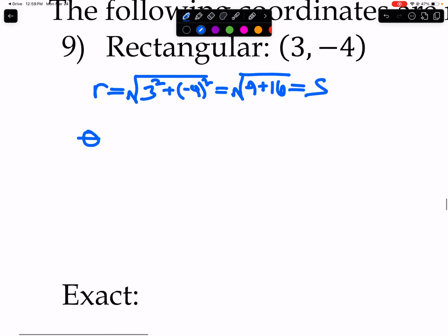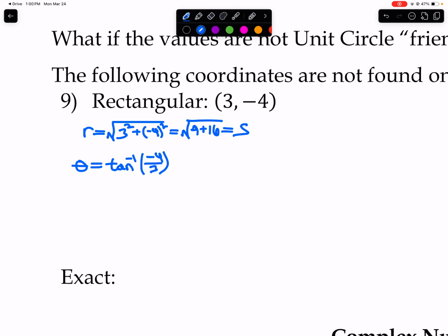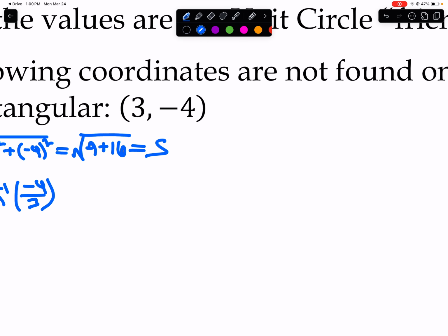And then I need to find my angle. So I'm going to do inverse tangent of negative 4 over 3. And if you ask yourself, I can't do anything with that. That's not in the unit circle. I can't evaluate it, so there's nothing I can really do. But if you look at your original coordinate, 3, negative 4 is going to be in quadrant 4. So I don't have to add anything, thankfully.